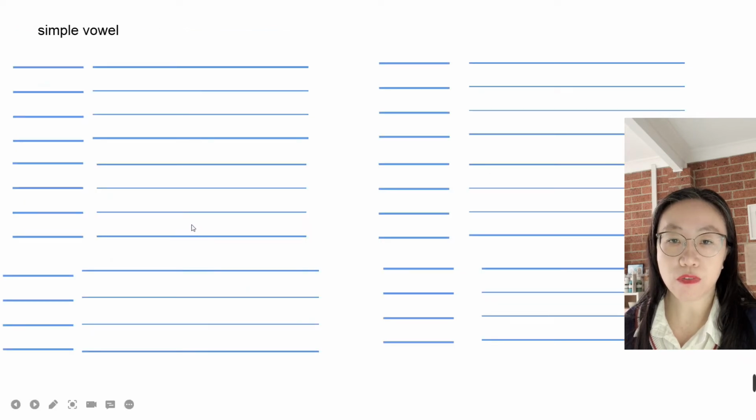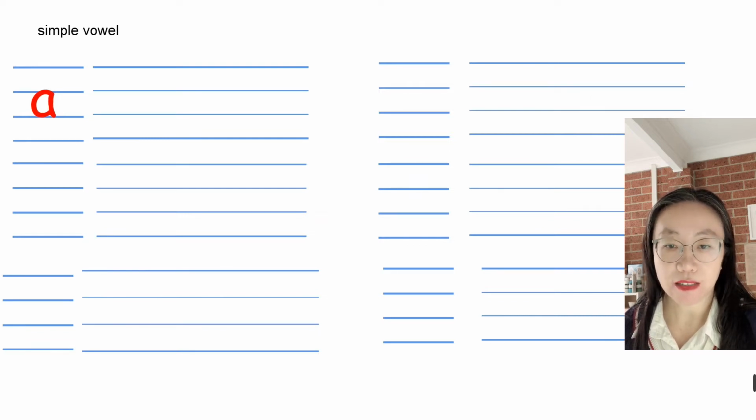Let's have a look at all of them. The first one, do you remember? The first simple vowel, it looks like A, but actually in Chinese Pinyin, we pronounce it ah. Okay, let's read after me the different tones.